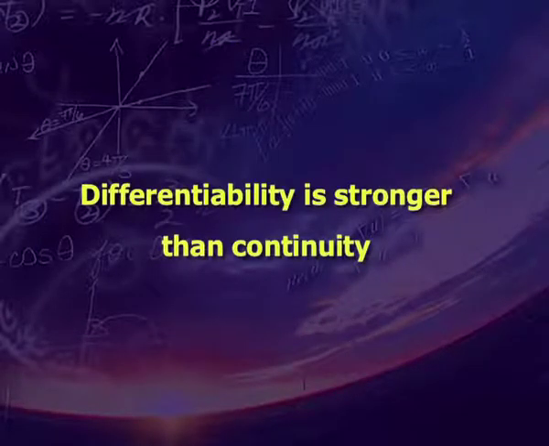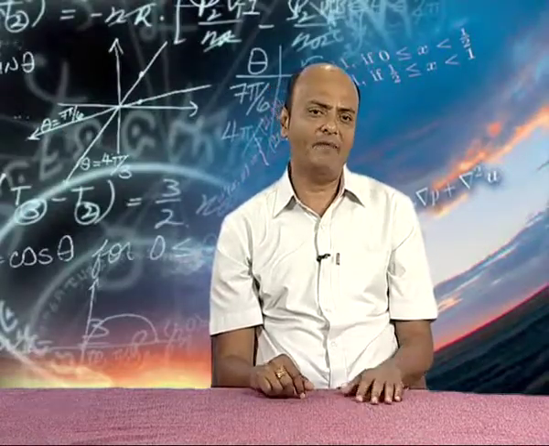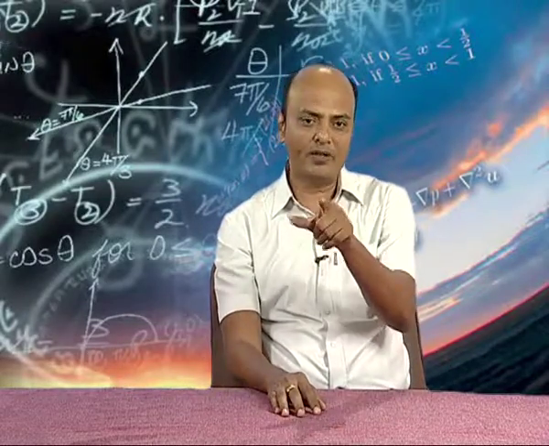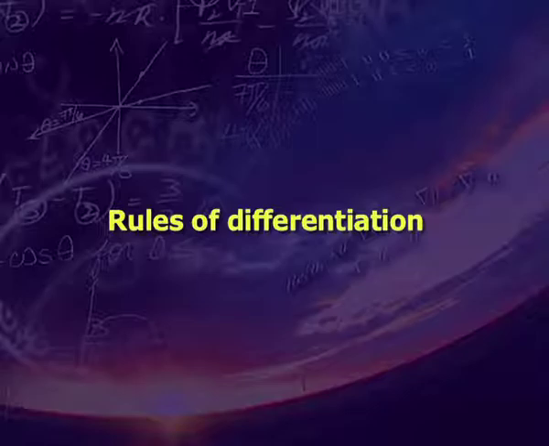Differentiability is stronger than continuity. It is a very simple task to show that if a function f(t) is differentiable at a point x, then it is also continuous at x. But the converse of this does not hold in general. For instance, we have seen that the function mod t is continuous everywhere, but this function is not differentiable at t = 0, because the limit of the quotient |h|/h as h goes to 0 does not exist. Rules of differentiation.